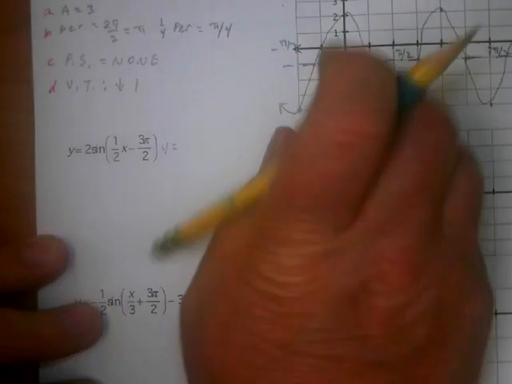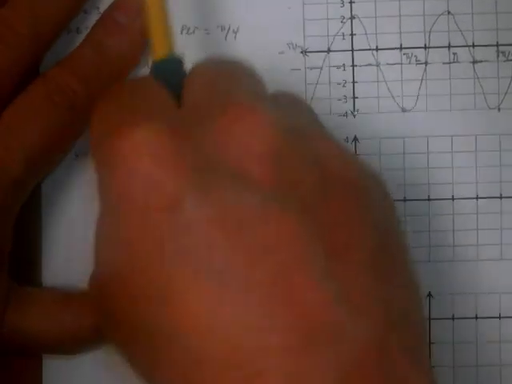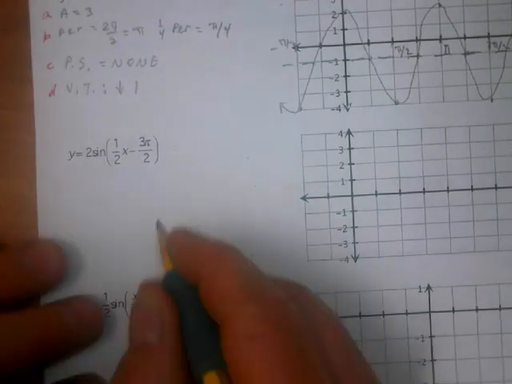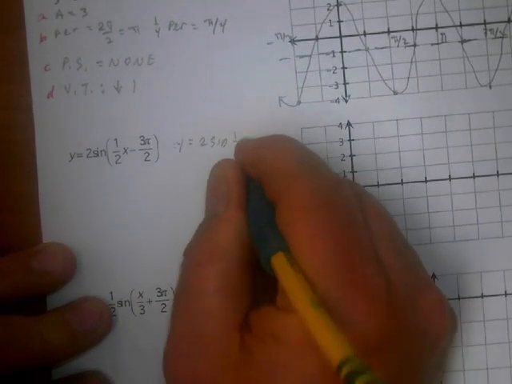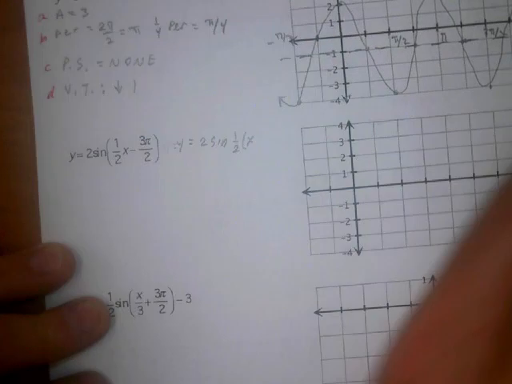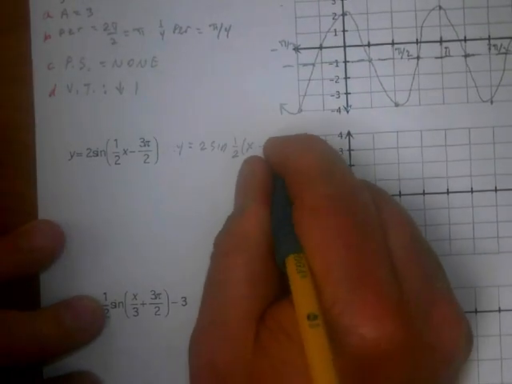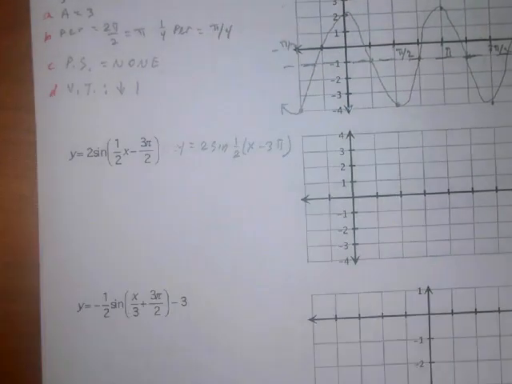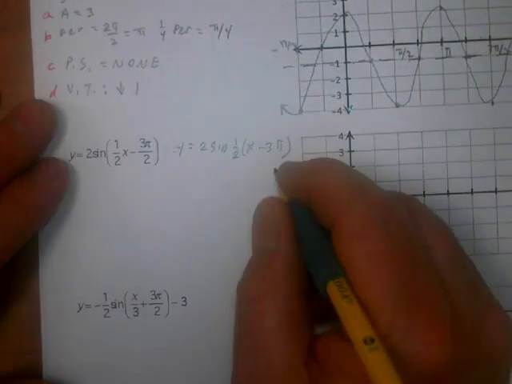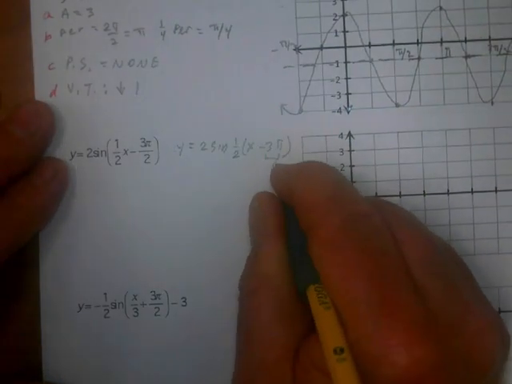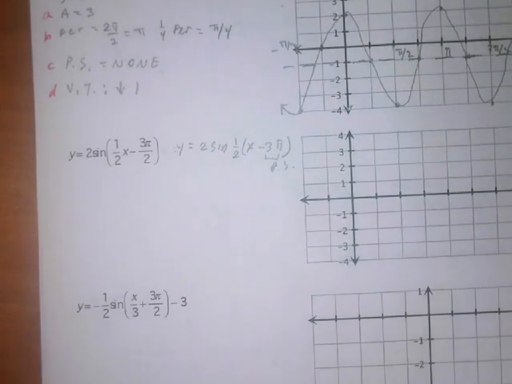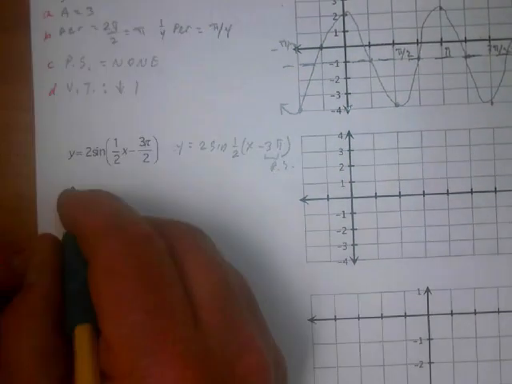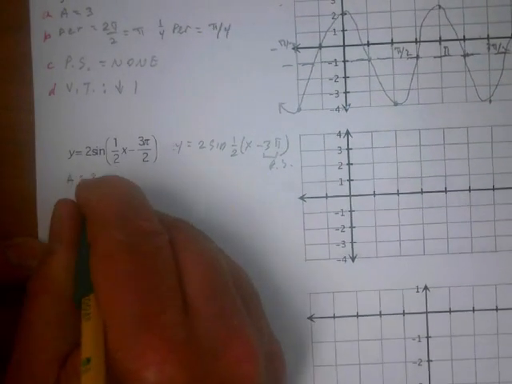I have y equals 2 sine, in parentheses 1/2 x, minus 3 pi over 2. I need to rewrite this. I've got to pull out the 1/2 on the x. Y equals 2 sine 1/2 x minus 3 pi. This 3 pi, that's your phase shift. That means you're going to shift everything to the right.